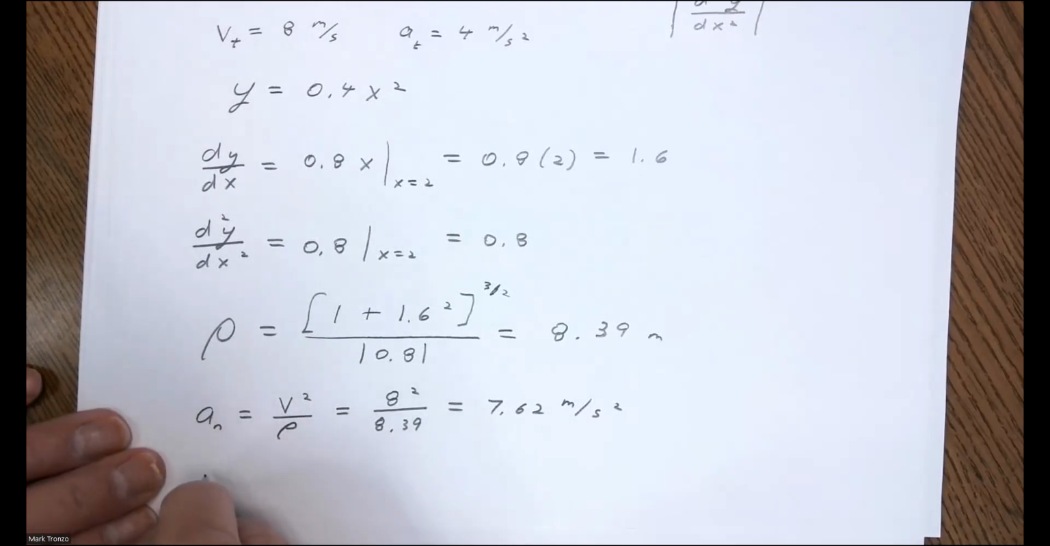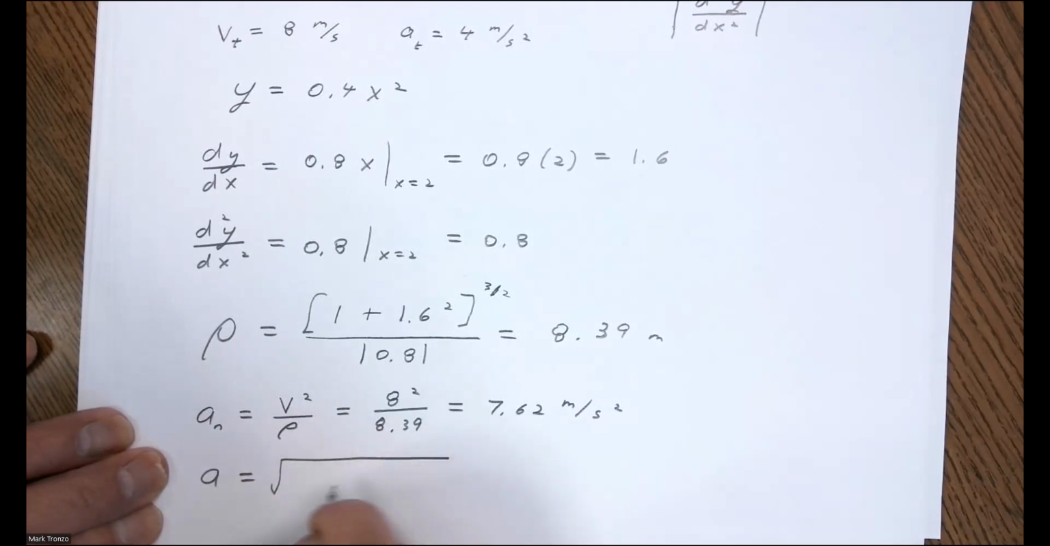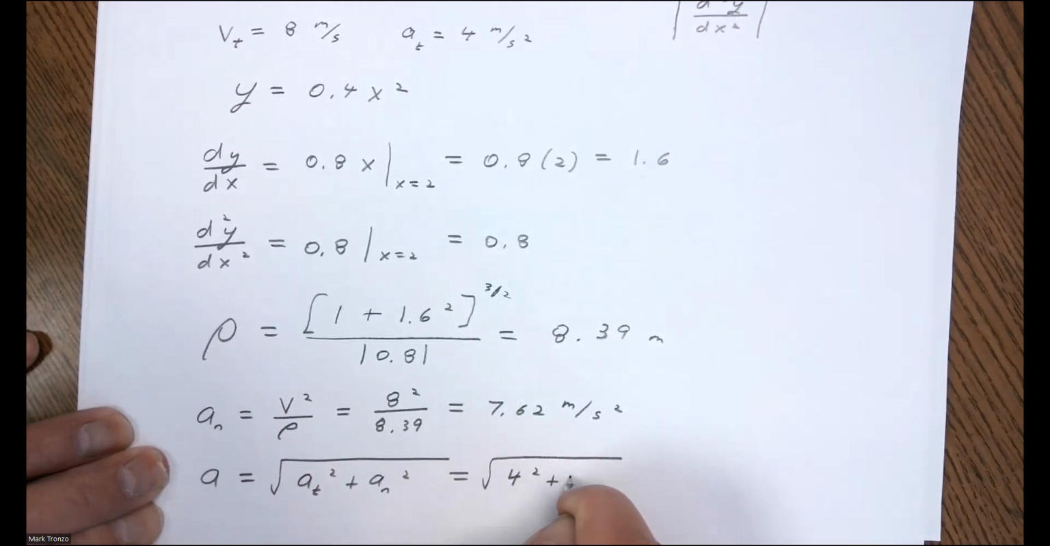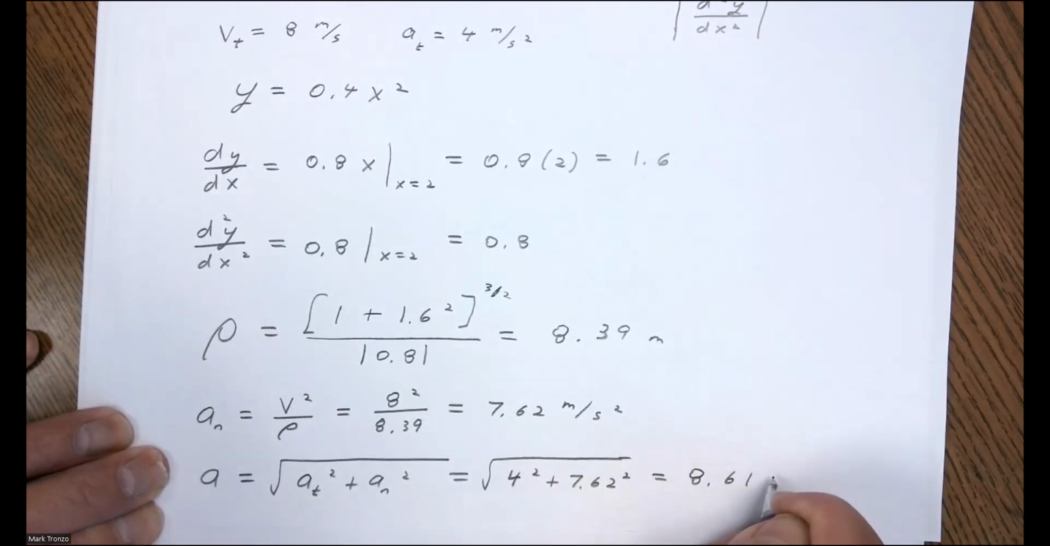And then our acceleration will be the magnitude of the tangential and normal, which is going to be, again, tangential is 4 squared, the normal 7.62 squared. And this is going to be 8.61 meters per second squared.